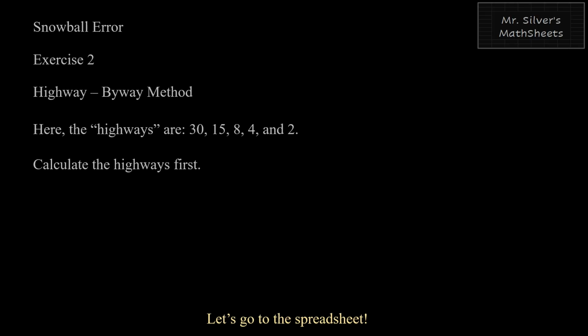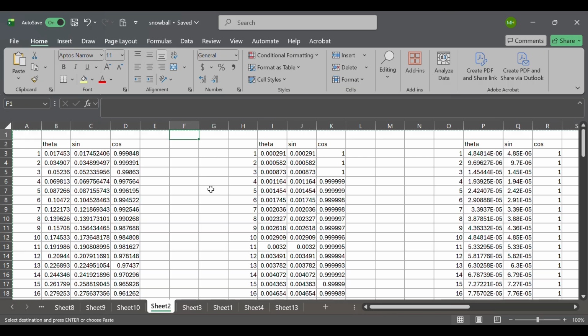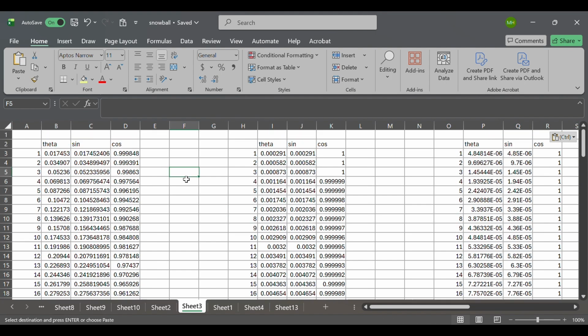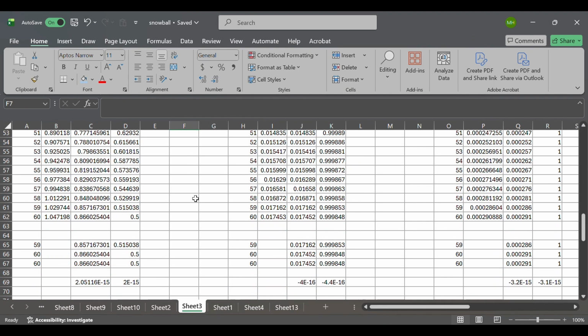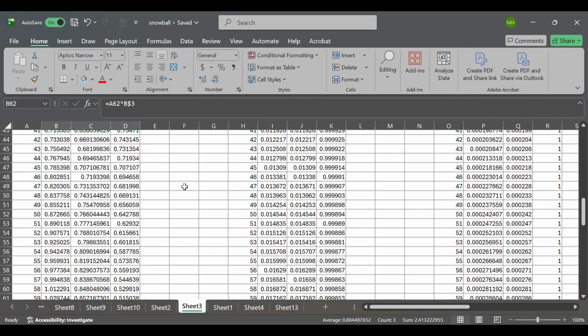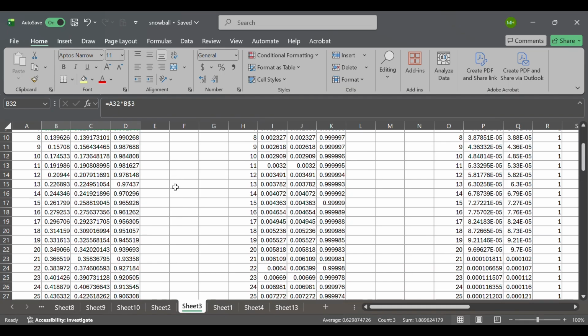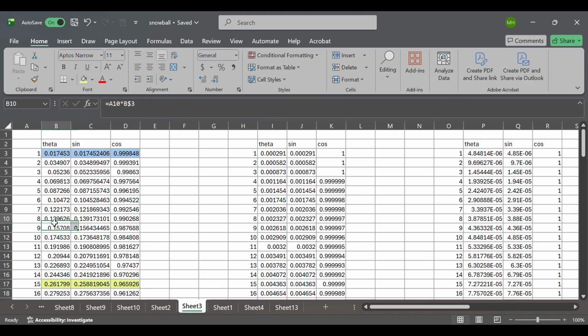So let's go to the spreadsheet and see how this new method works. And we're not going to repeat everything. We're just going to start with what we did, but we're going to make a few changes. So we're going to highlight the first column, and first row, and the 60th row because those were given. And then we're going to do the highways. We're going to highlight those in yellow to indicate that we're going to skip everything else and do those calculations first.